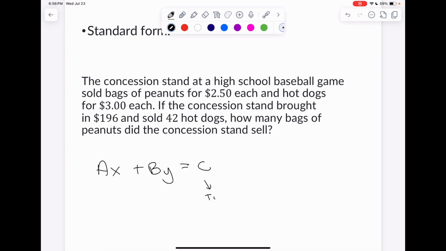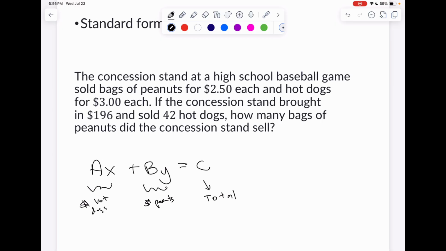So if we think about our c, our constant, as the total amount of money that we're going to make, it's made by adding the subtotal, the money made from the hot dogs, to the money made by selling the peanuts, right? If we add those monies together, we'll get the total amount of money, right? But the amount of money we make from the hot dogs is based on how much we're selling the hot dogs for.